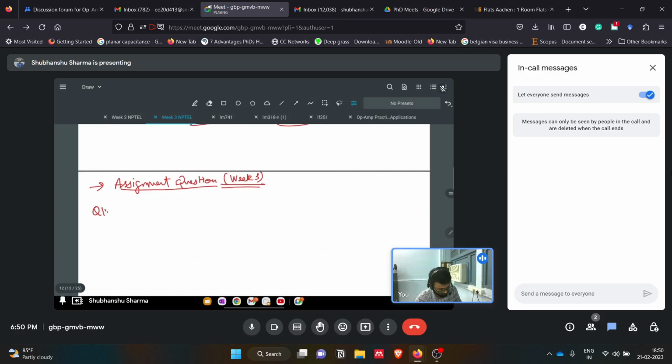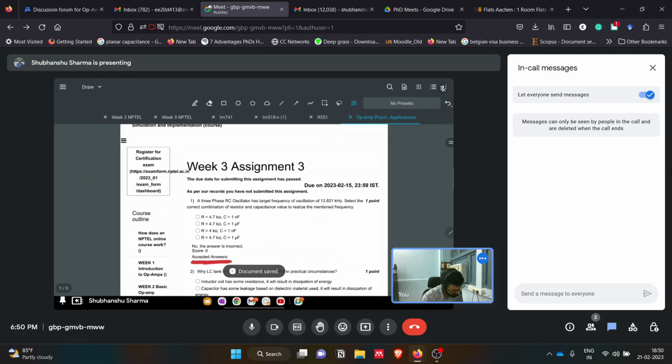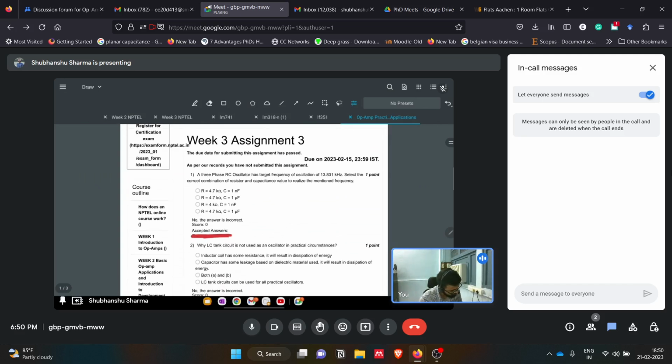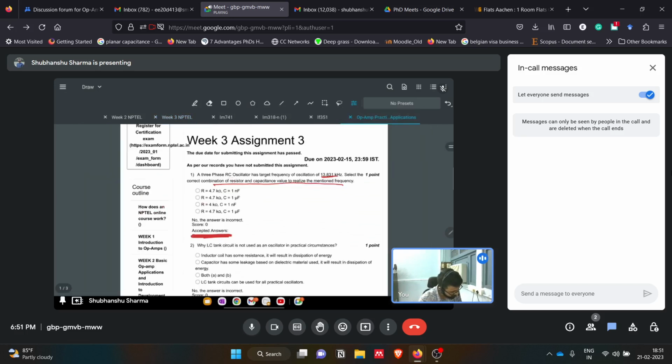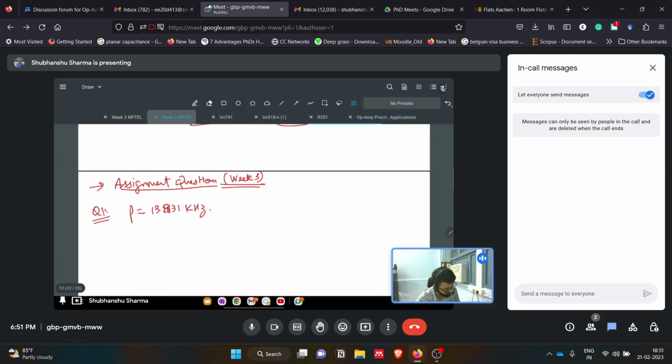Question one was about a three-phase RC oscillator that has a target frequency of oscillations. We have the frequency, and we have to select the correct combination of resistor and capacitor values to realize the mentioned frequency. It was simple. The frequency was 13.831 kilohertz, and it is a three-phase RC oscillator. So for that we know the frequency formula 1 by 2 pi RC. Since it is 3, it will be root 6. It is simple.